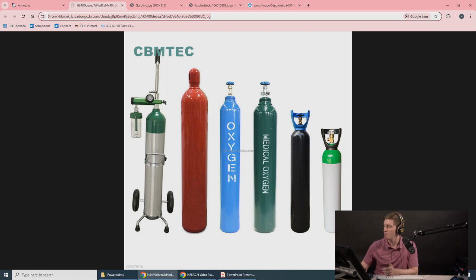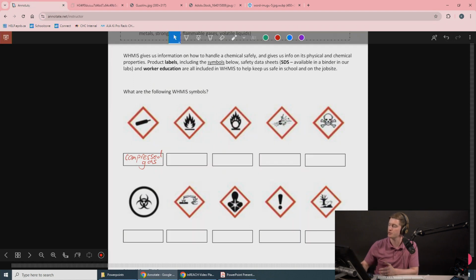This is medical oxygen. So we've got a whole bunch of containers of compressed oxygen. You might see this in a hospital for patients that require pure oxygen. You might also see compressed gas on a construction workplace. If there is fuel for a torch, for example, that could be stored in that way.